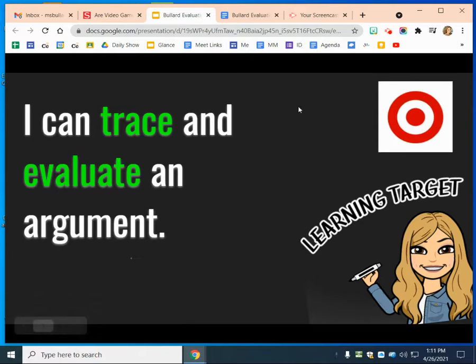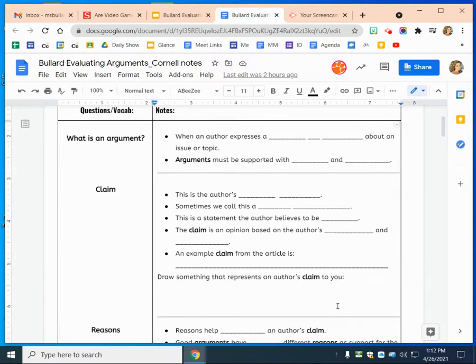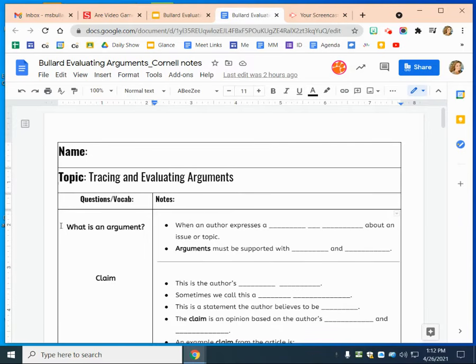Before I get started, make sure that you have your notes. If you're in the classroom with me, you're probably going to have these on paper. So all you need is a pencil. And if you are working from home, you're going to be using this digital copy and you'll just type in where the blanks are so that you have the key details in your notes. And we're going to start right here with what is an argument?